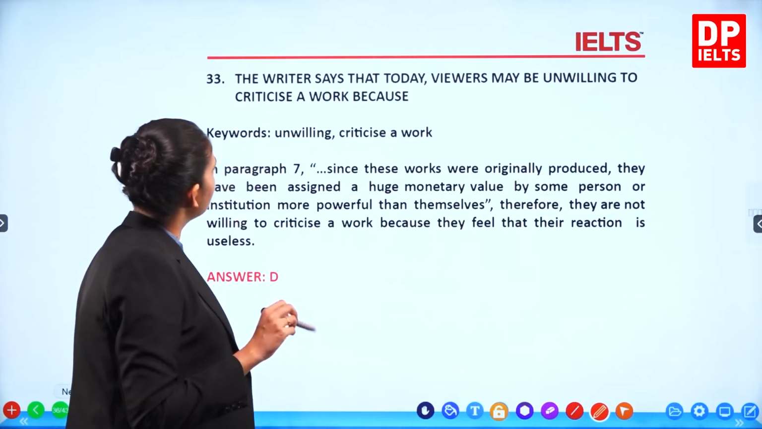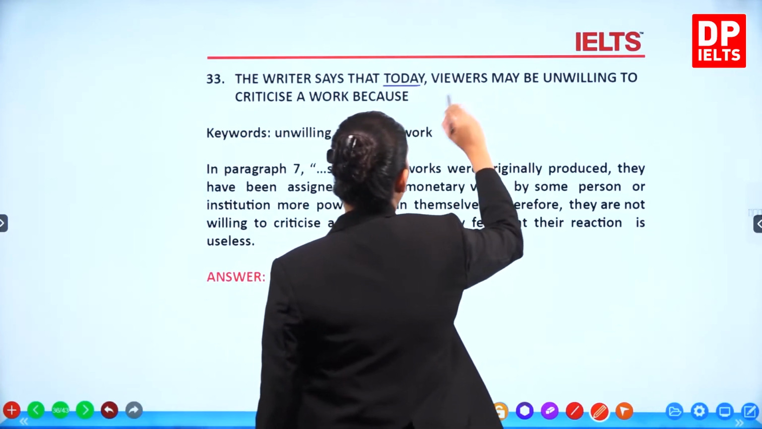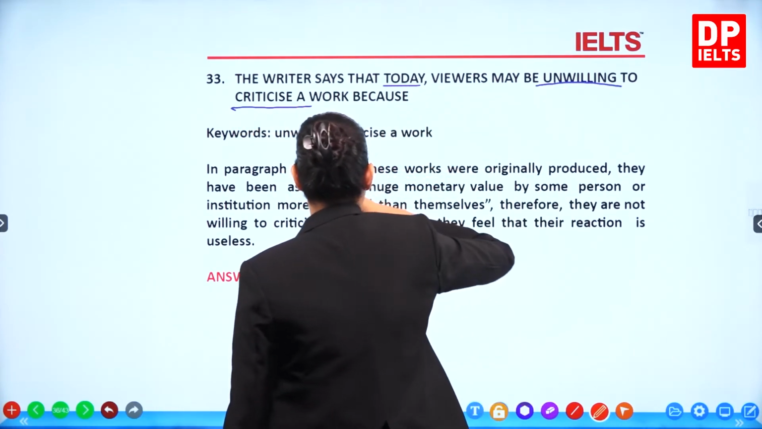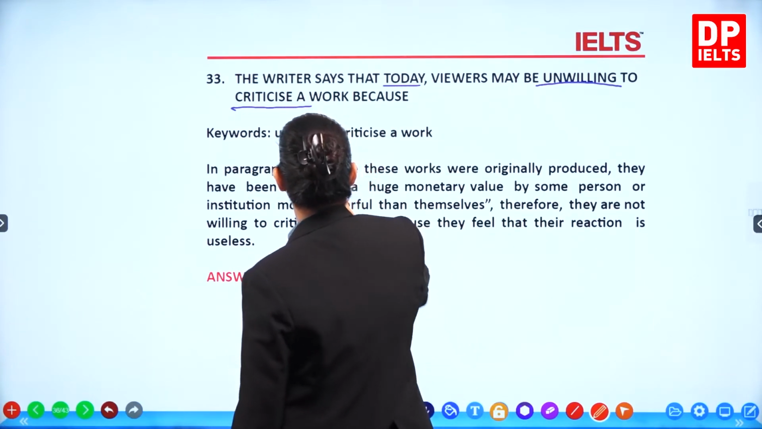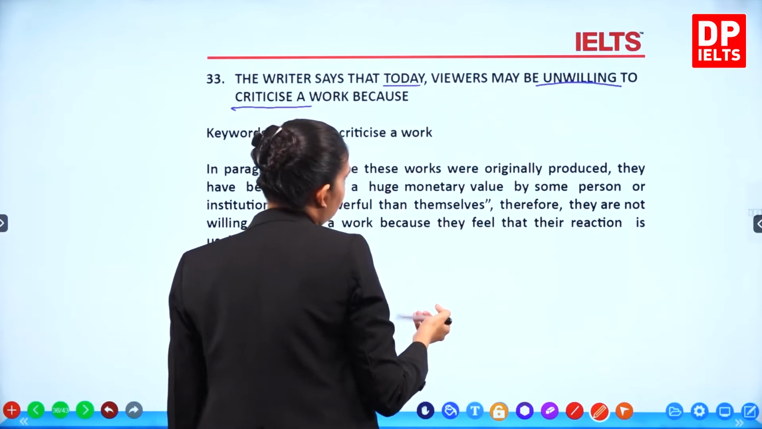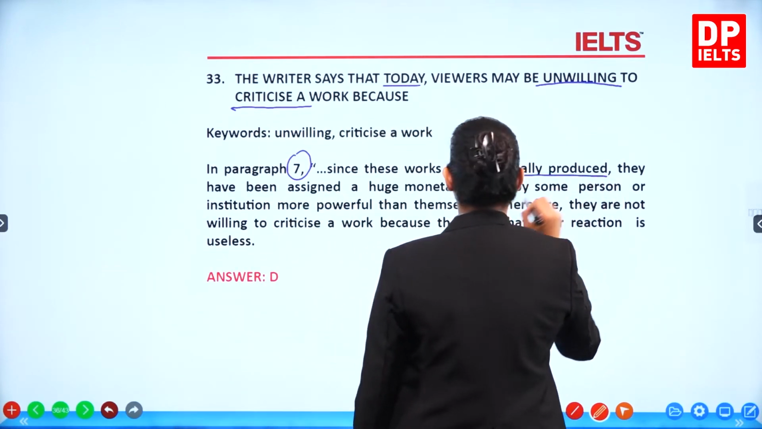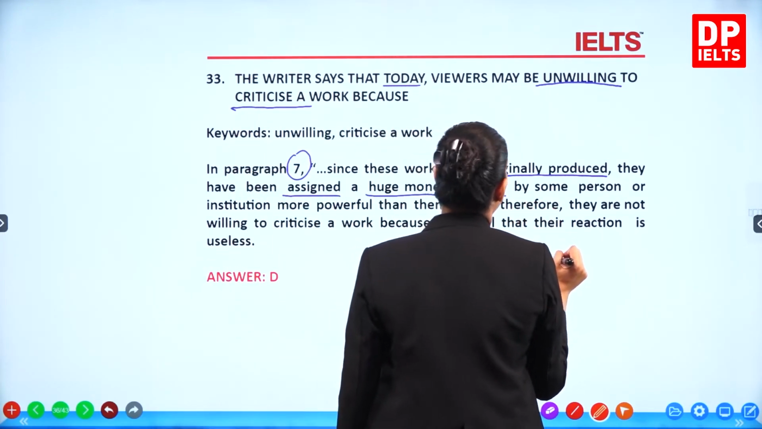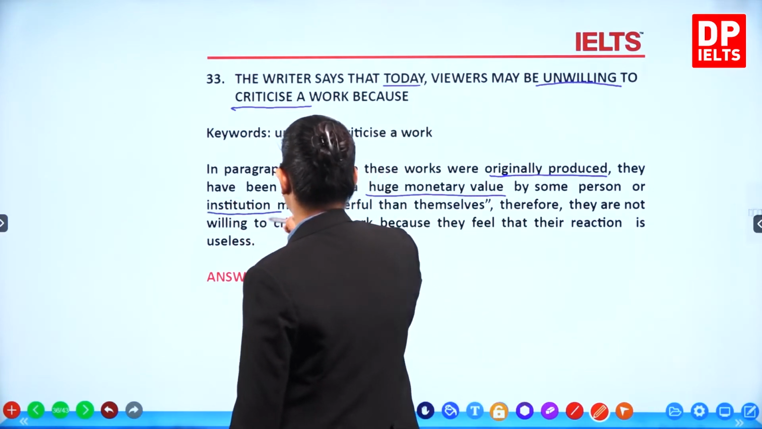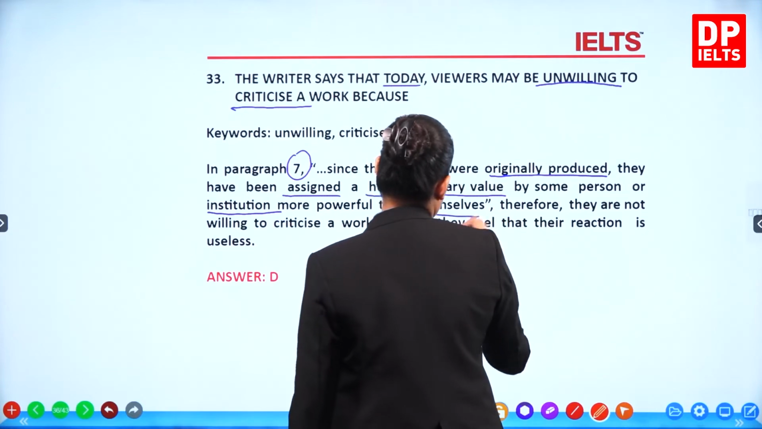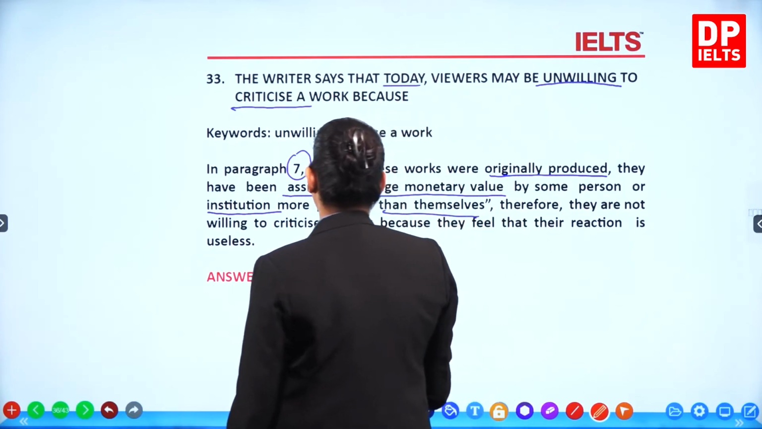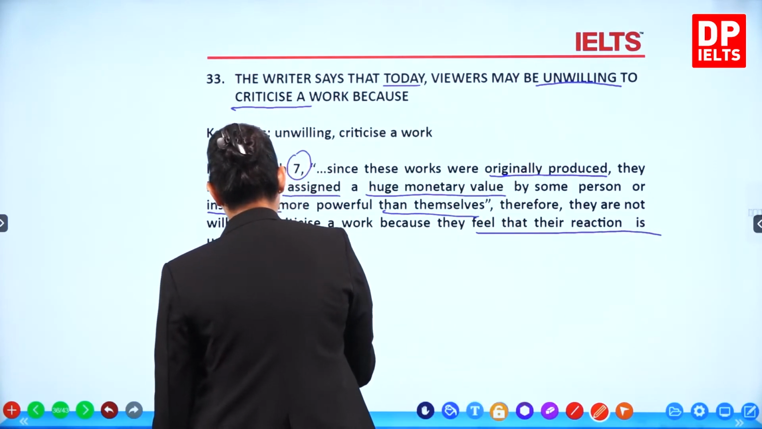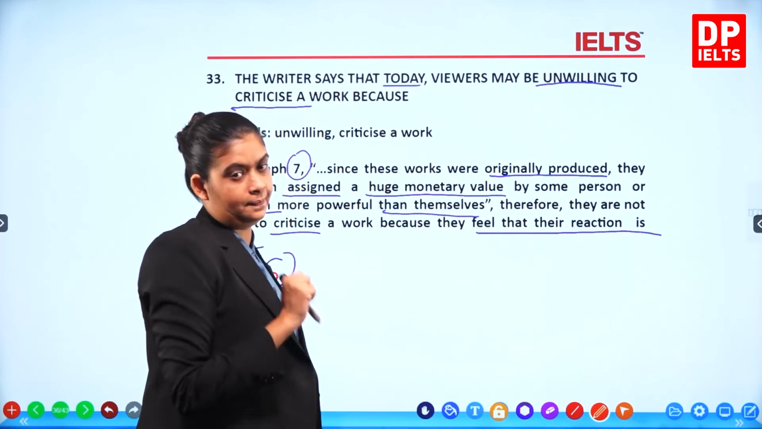33. The writer says that today viewers may be unwilling to criticize a work because of what reason? Go to para 7. Since these works were originally produced, they have been assigned a huge monetary value by some person or institution more powerful than themselves. Therefore, they are not willing to criticize a work because they feel their reaction is useless. Therefore, the answer is D.